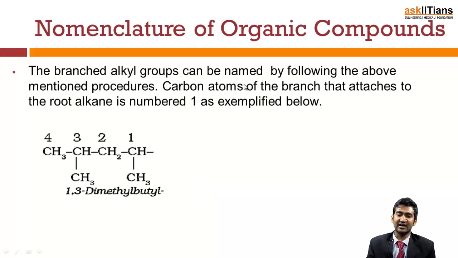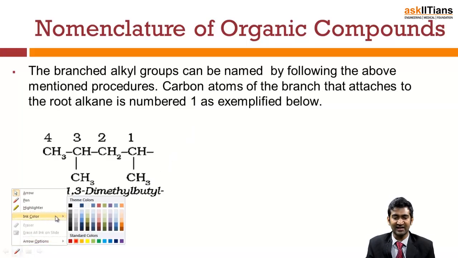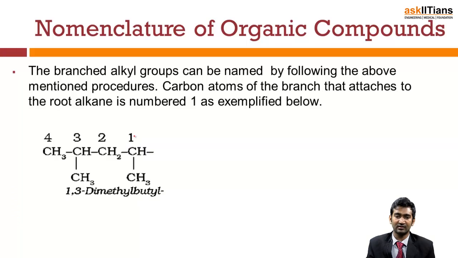Now, the branch alkyl can be named by the procedure that you have already seen, and the carbon which is attached to the branch is the root alkane. Like if I have two methyls like this, then this one is my root alkane. That's why it's 1,3-dimethylbutyl.